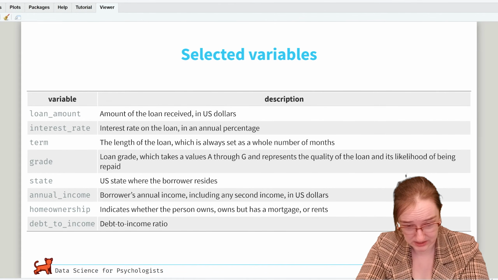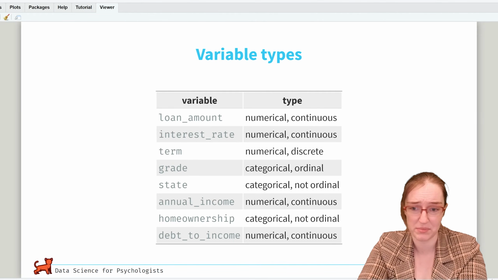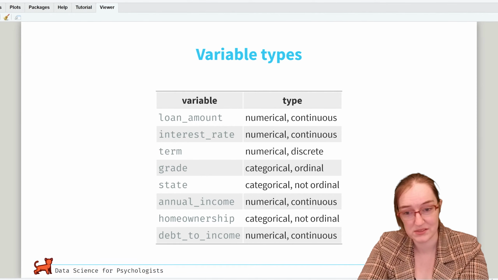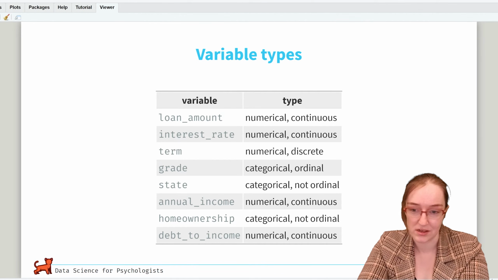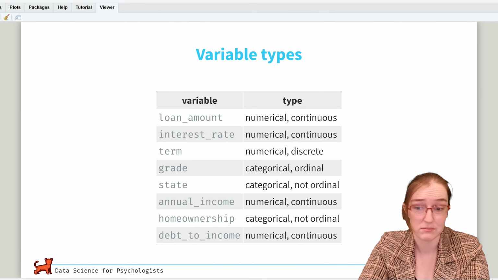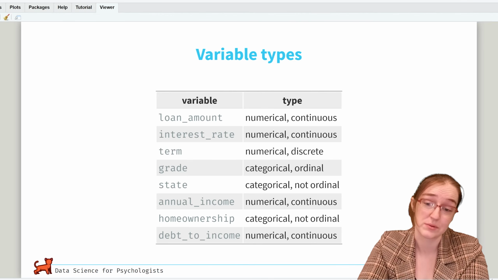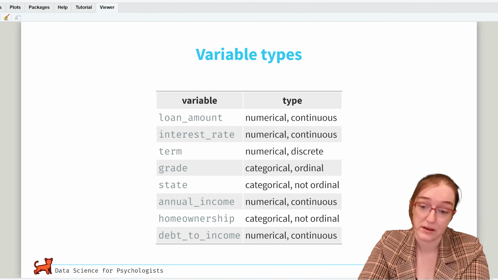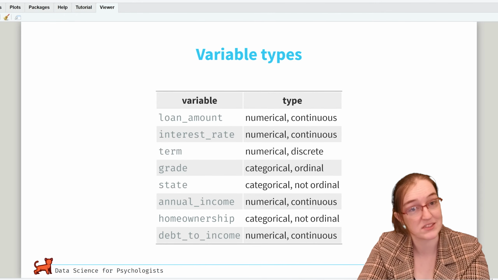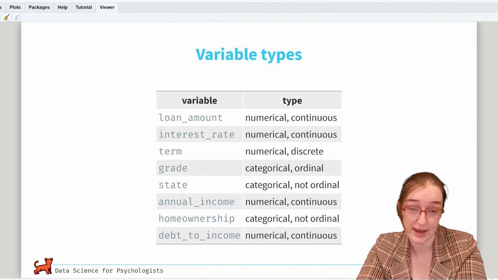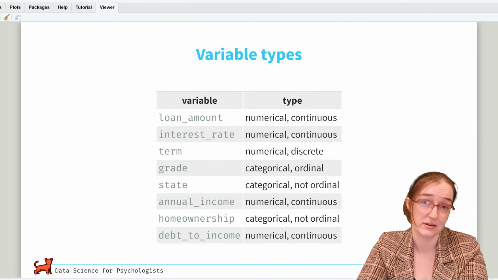So we've got a lot of pieces here. Let's slice them up. In terms of variable types, loan amount is numeric and continuous. Interest rate, numeric, continuous. I'm not going to read all these to you, but it's good to have a sense of what kind of structure your data have before you even dive in.